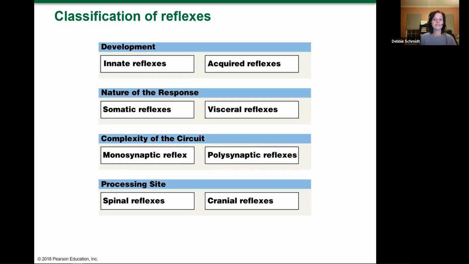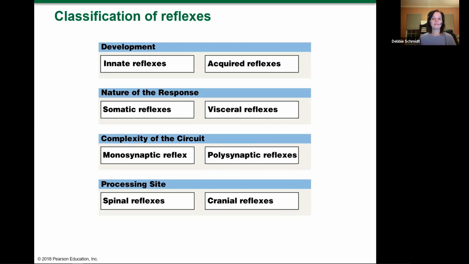Polysynaptic reflexes means there's at least one interneuron involved, okay? Maybe more. Maybe we have to cross across the spinal cord and synapse on other motor neurons and such. And the more synapses that we have, remember there is a delay, a short delay, but the more we have, they all add up, and so these are slower.